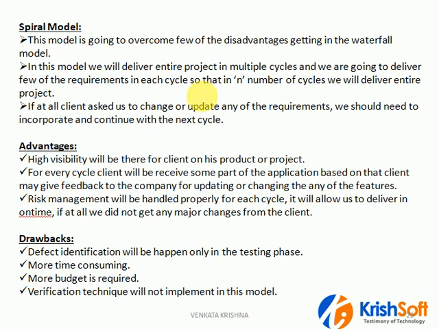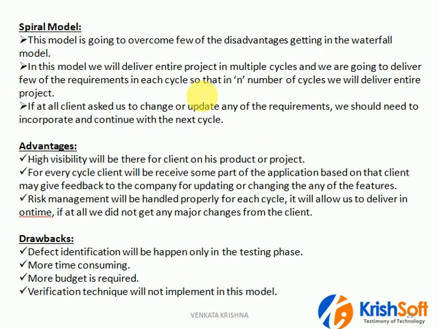In the spiral model, what are the advantages? Risk you can manage very easily. And coming to the drawbacks, the same drawbacks as the waterfall model. Verification technique is not there, more time consuming, more budget is required. And defect identification will happen only in the testing phase, because verification techniques are reviews, walkthroughs, and inspections, which are not there. So this is about the spiral model.